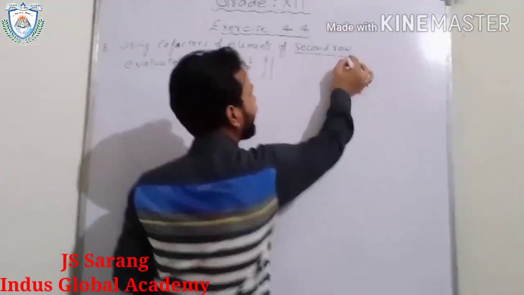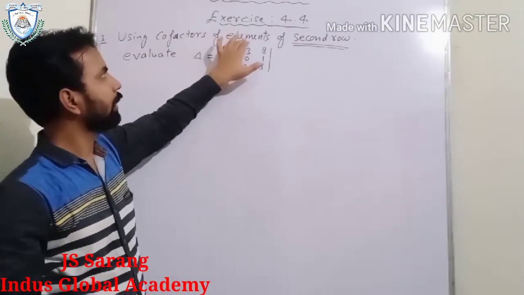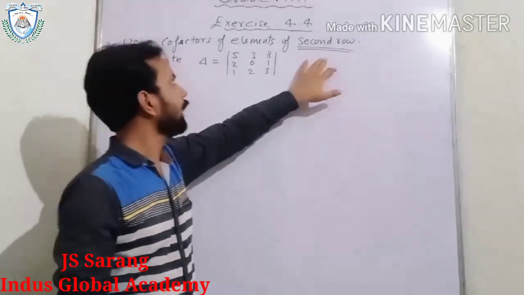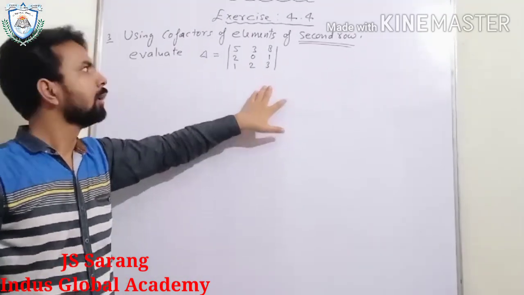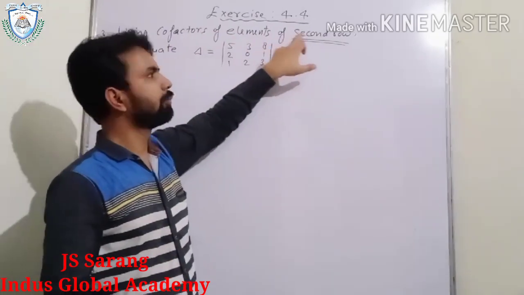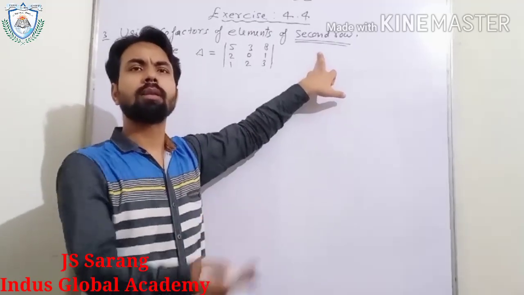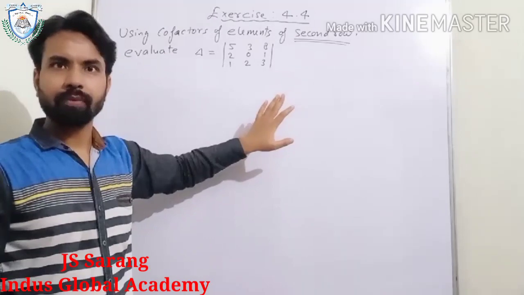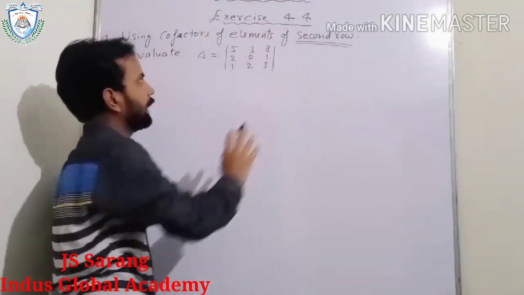Of which row? Second row. The question is saying to use cofactors of elements of the second row. So we have to use the cofactors of the second row and hence evaluate the value of this determinant. The question can be using cofactors of elements of the first row, third row, first column, second column, third column, whatever. The process will remain the same.